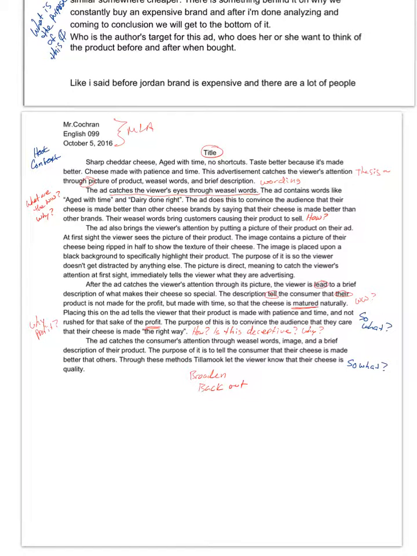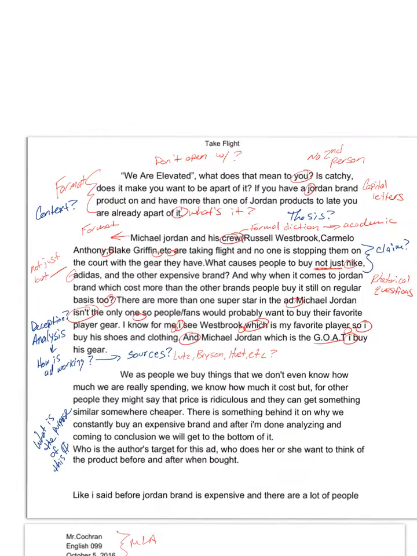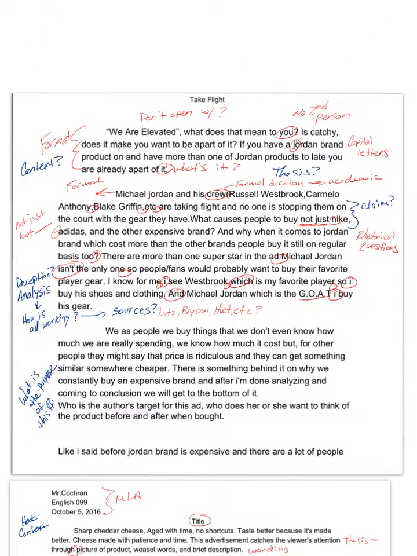So this essay has, "This advertisement catches the viewer's attention through a picture of the product, weasel words, and a brief description." That tells me what this paper is setting out to explain. If I go up here, this paper doesn't have that sentence. It says, "If you have a Jordan brand product, have more than one of Jordan products, too late, you're already a part of it." That doesn't tell me what this paper is going to be about. So when you're reading your peer's paper, make sure they have that thesis that's telling you what that paper is setting out to do. What's their argument?